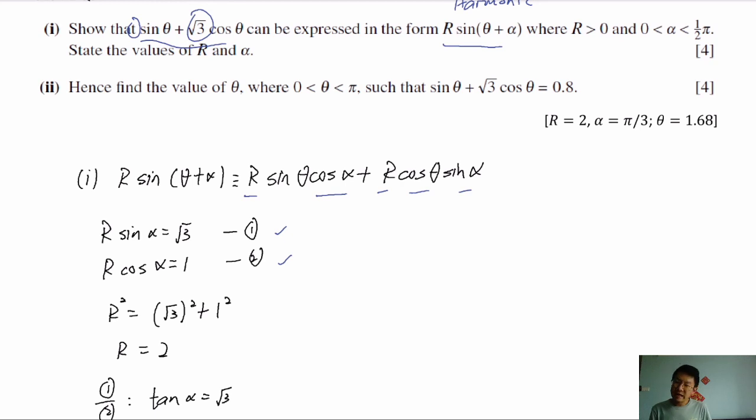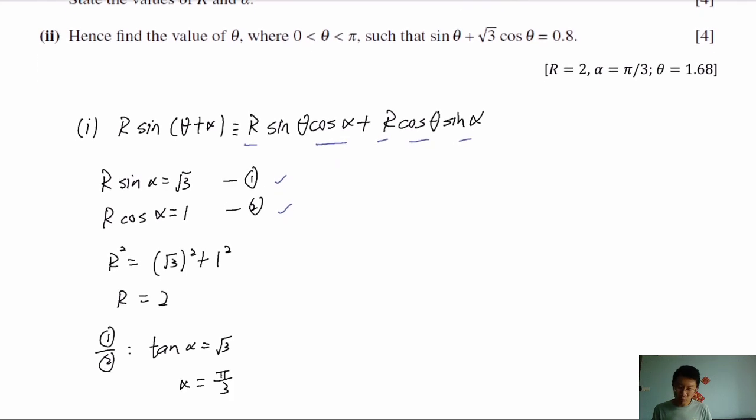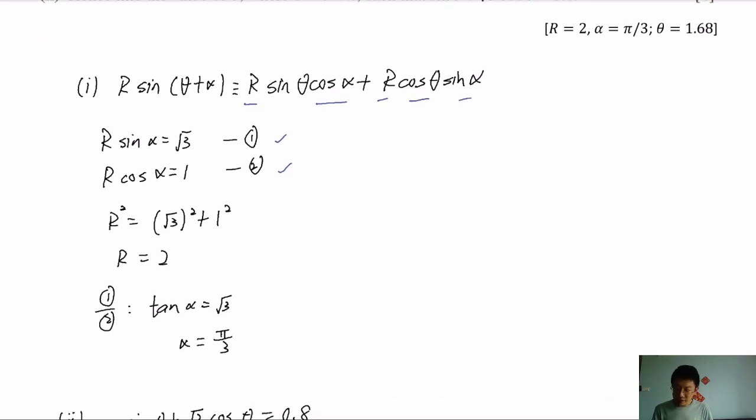To get r, we just square both the constants, which are root 3 and 1, add them together and take the square root, and we get r equals 2. As for the angle alpha, I recommend using the 2 equations and dividing them. We have 2 equations there, so we divide the first by the second to give us a tangent. So for tangent, we will have pi over 3.